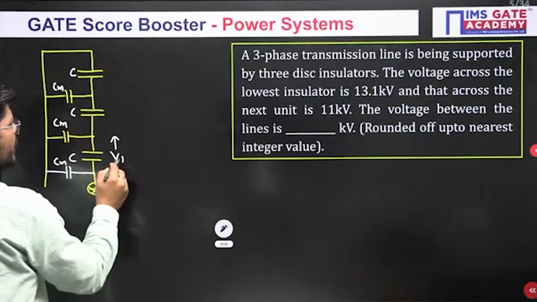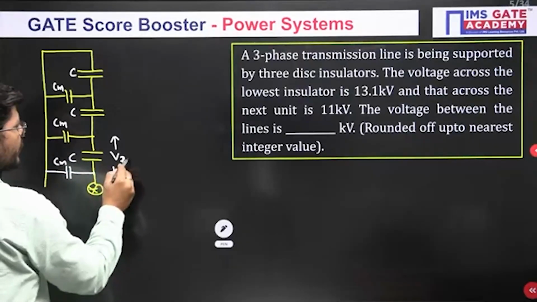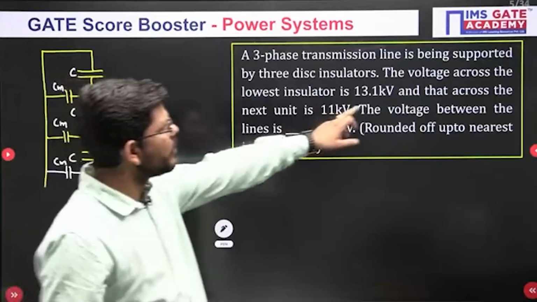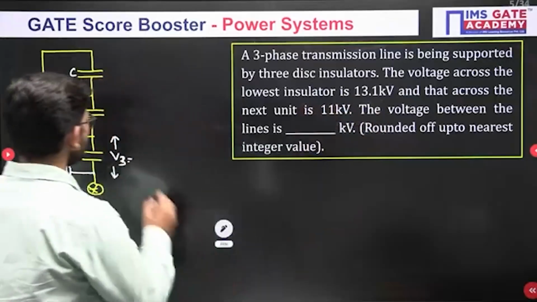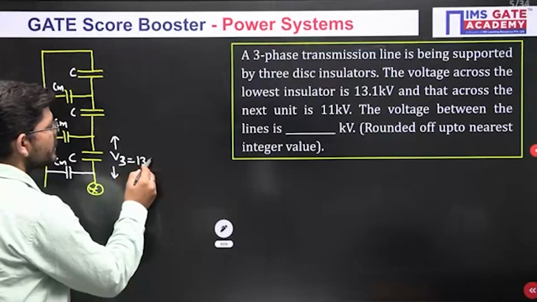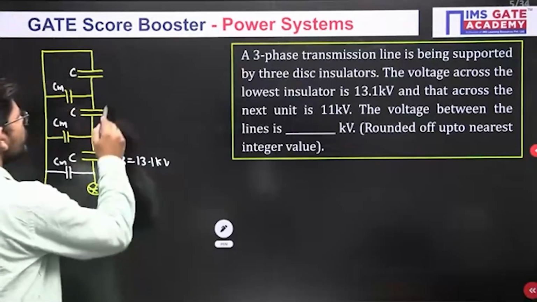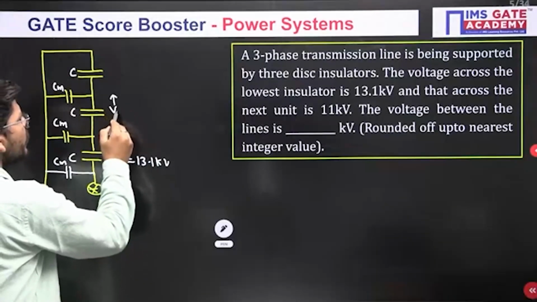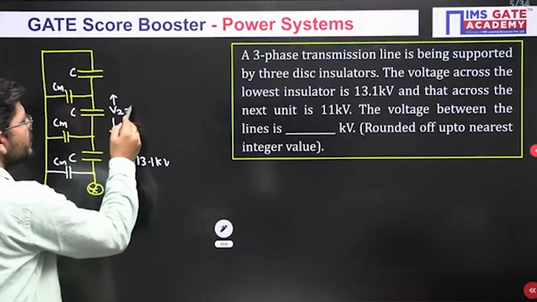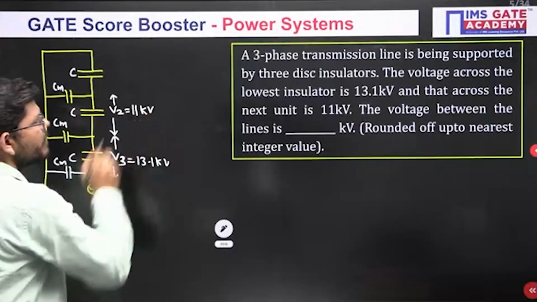So this voltage, let me call this voltage V3, and this voltage is given to us. The voltage across the lowest insulator is 13.1 kV. Okay, and across the next unit, the unit next to it, let me call this V2, and this is given to us, which is equal to 11 kV.